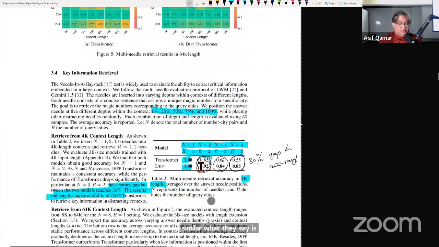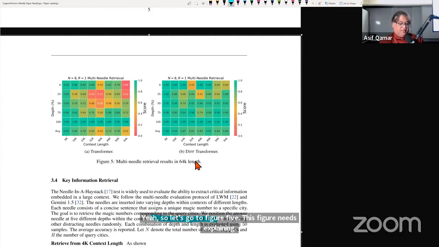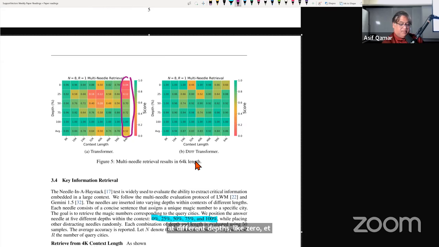So let's go to figure 5. This figure needs explaining. See, look at 64K. And let me circle this. This is at 64K at different depths, like 0, etc., etc. Pay attention to this and attention to this for the depth transformer. So we are going to compare element by element. You would see that there is like a huge difference.